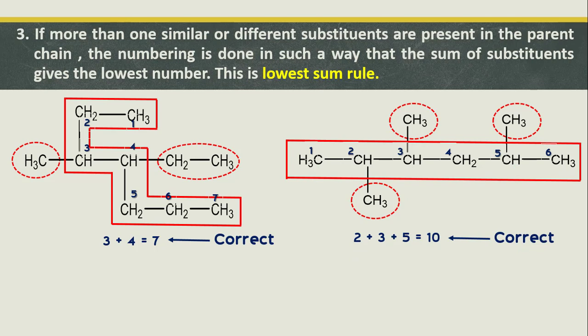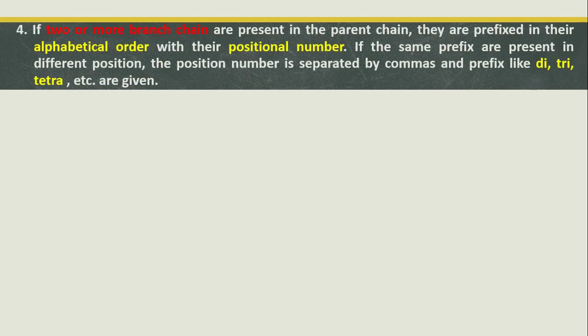to select this chain. And the fourth rule says that if two or more branch chains are present in the parent chain, then they are to be prefixed in their alphabetical order along with their positional number. And similarly, if there is more than one substituent, then the positional numbers are to be separated by commas, and the prefixes like di, tri and tetra etc. are also added before the prefix. Let's see an example here.